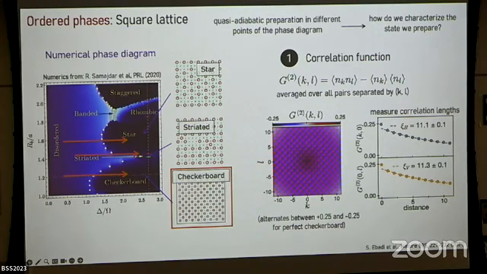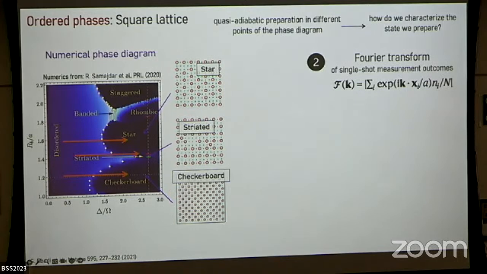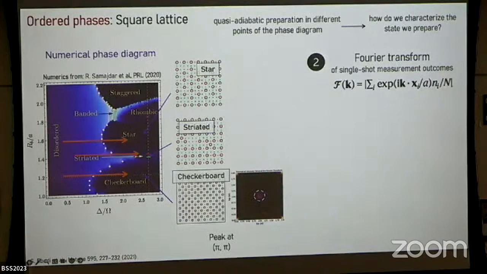This is one example, but looking at the correlation function for these other phases is not as useful. So we do something else: we look at the Fourier transform of single-shot measurements. We take these shots, which correspond to 0s and 1s, and then you do the Fourier transform of that. For example, for the checkerboard phase, this is a theoretical Fourier transform. You see something like this, where you have a single peak at the center at pi. The amplitude of this peak corresponds to the canonical order parameter for an antiferromagnetic phase, which is the staggered magnetization.